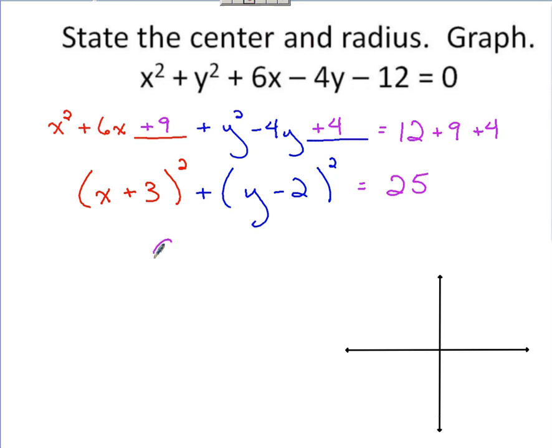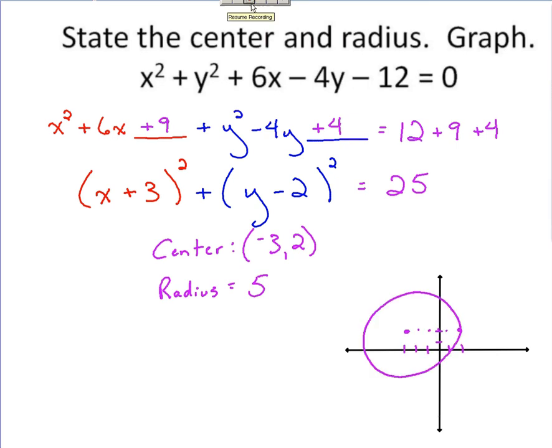Meaning our center is what? Negative 3, 2. And our radius is just 5 because that's the square root of 25. So plot our points, set up our circle. See, really that wasn't a bad effort.